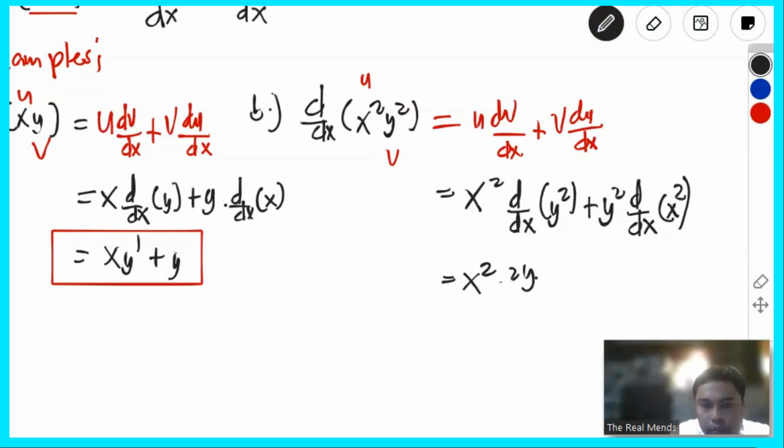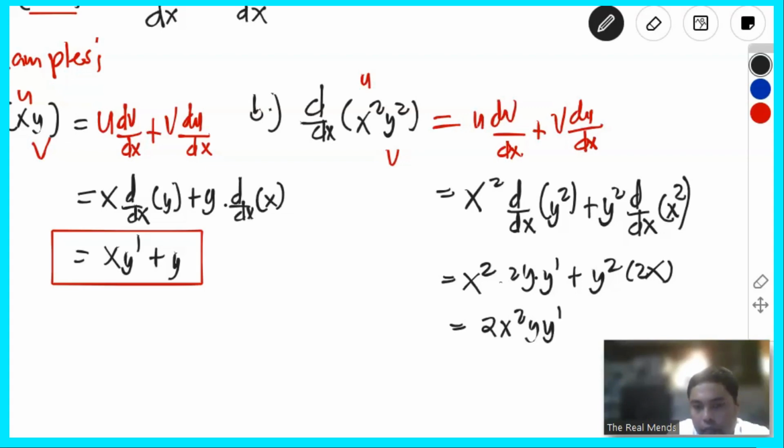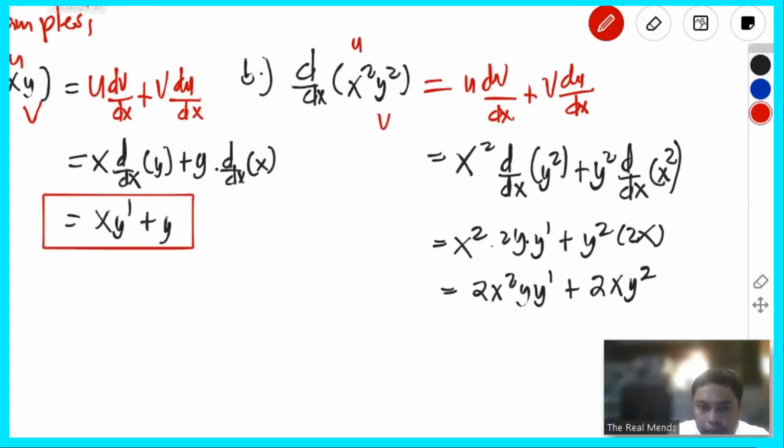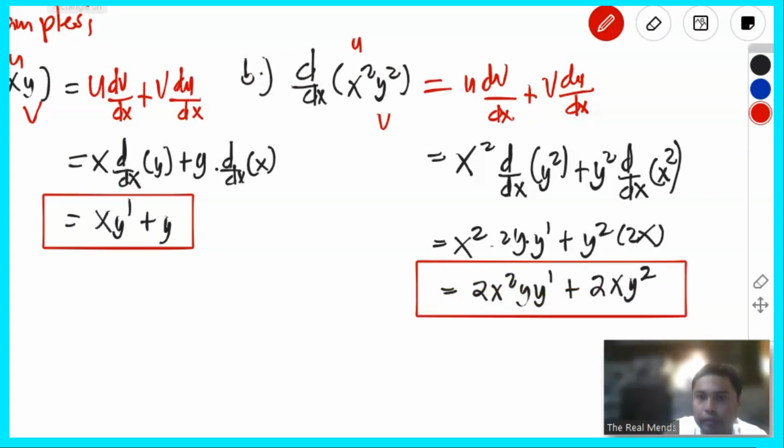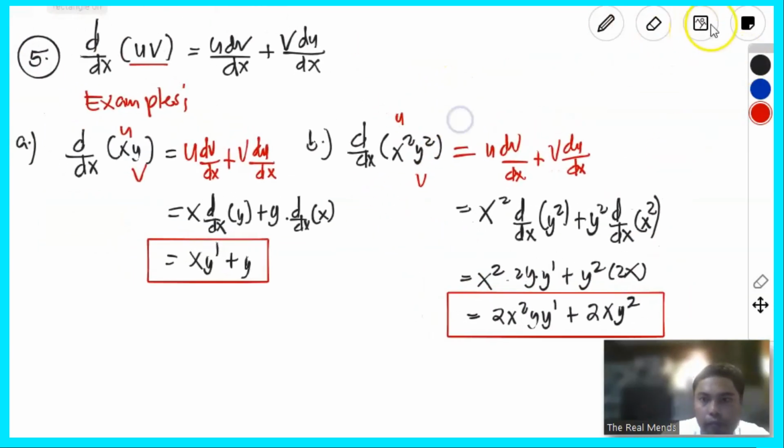2y times y prime, plus we have y squared, the derivative of x squared is 2x. Okay, so if we simplify this one, we have 2x squared y and then y prime, plus we have 2x, and then y squared. So that is our final answer. Okay, so that's for the product of derivative. If we have u times v, that is just u dv plus v du.